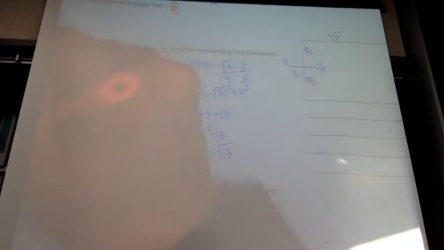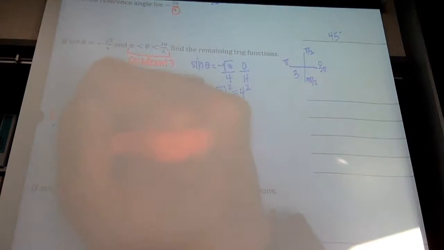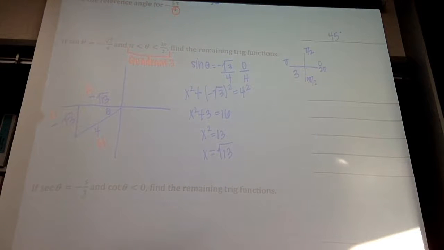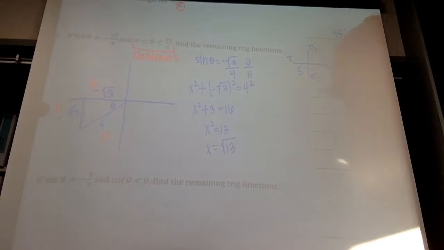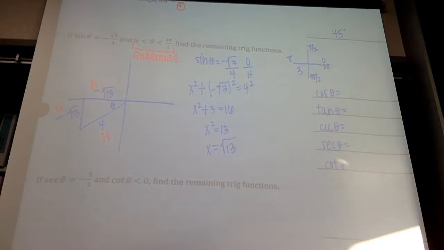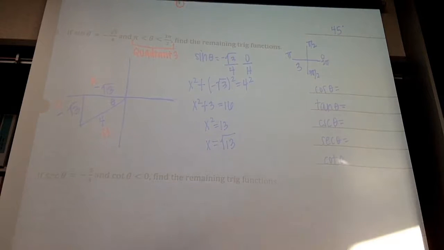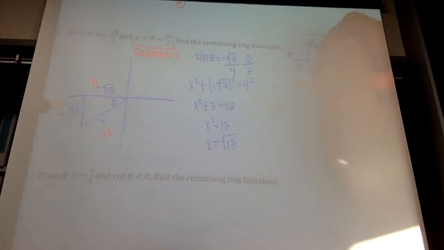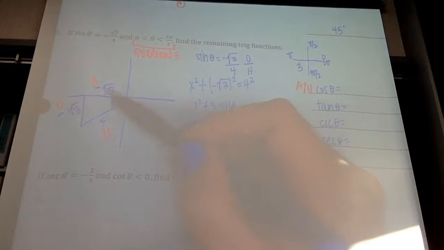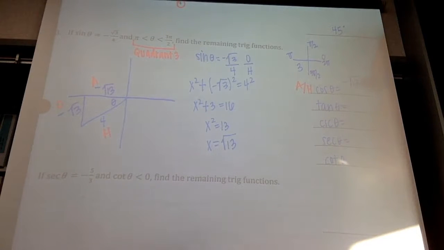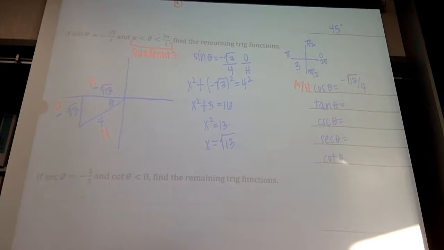Okay, so now we have our opposite, our adjacent, and our hypotenuse, and we can start filling in all of our other trig functions. So we already have sine, so we're going to find cosine, tangent, cosecant, secant, and cotangent. Okay, so remember cosine is adjacent over hypotenuse. So the adjacent is negative rad 13, the hypotenuse is 4, so negative rad 13 over 4, and that's that.